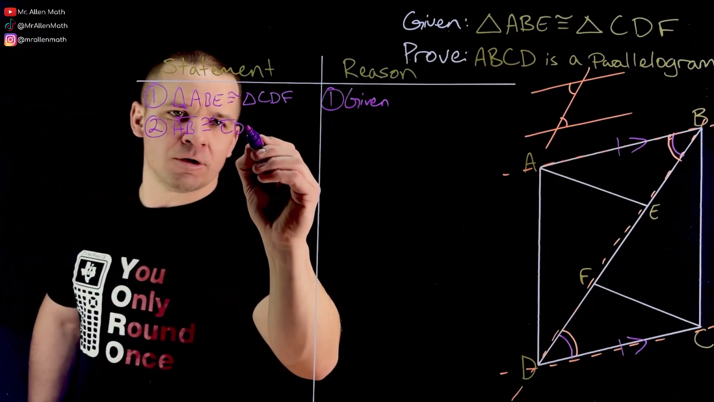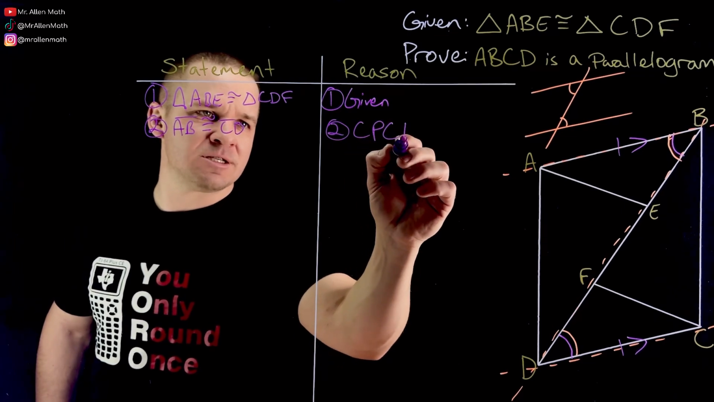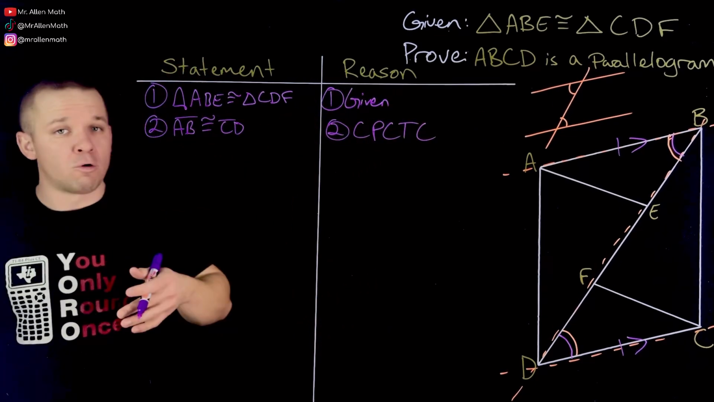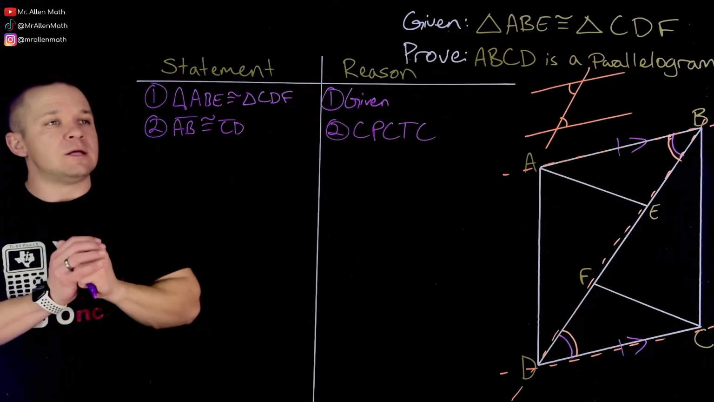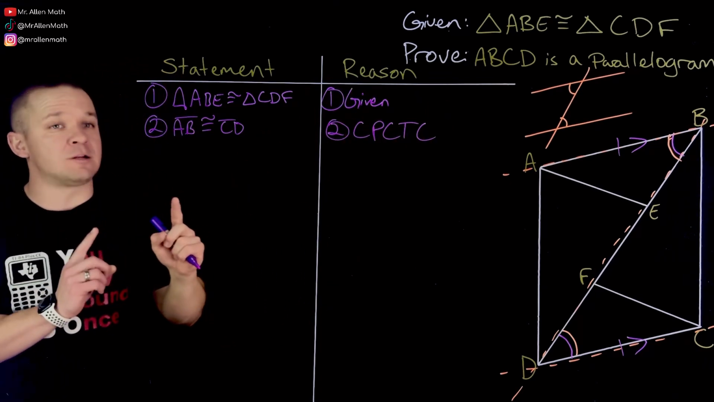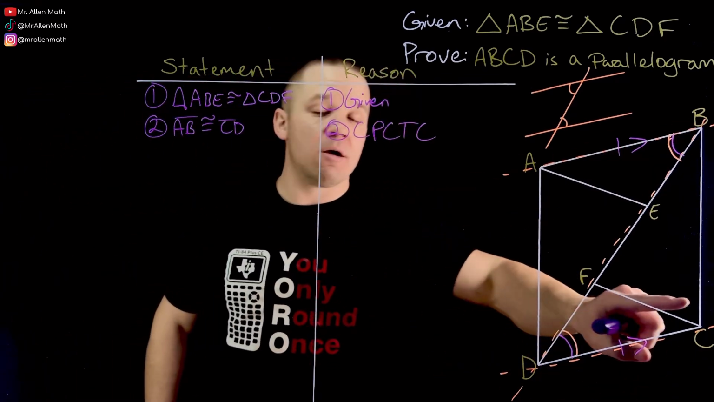There we go, that's better. It was bothering me. CPCTC: corresponding parts of congruent triangles are congruent. Voila. Now, that's one thing that I needed to prove this is a parallelogram. I also wanted to prove the opposite sides parallel.